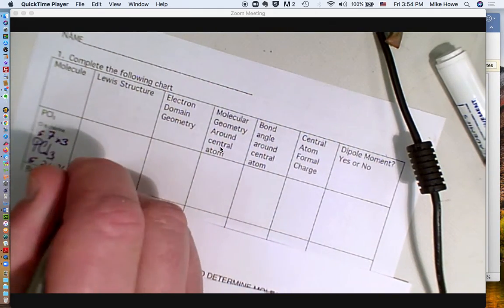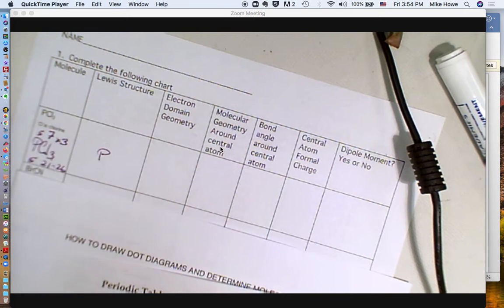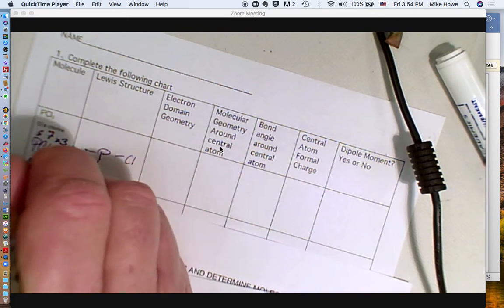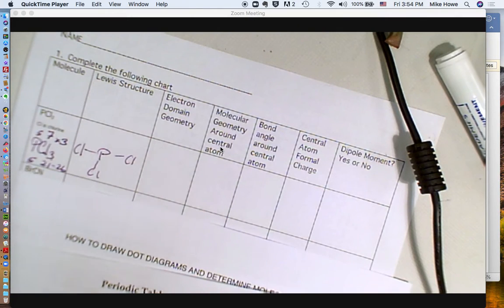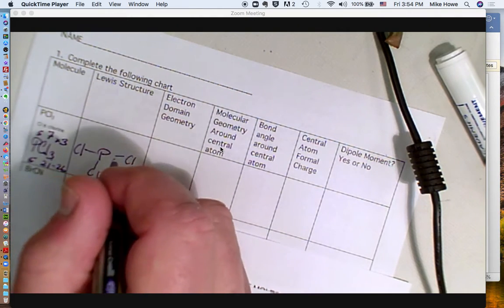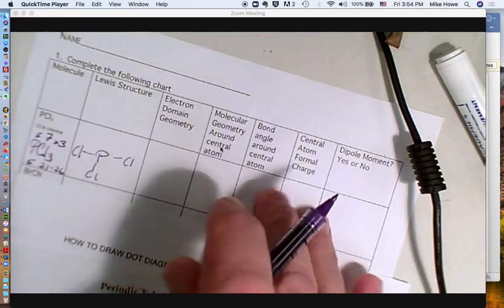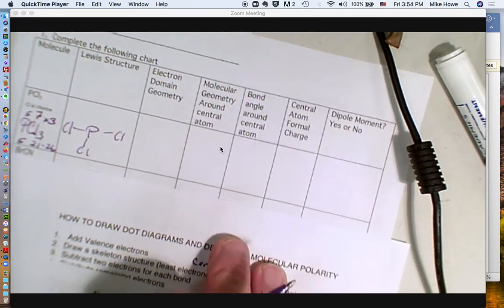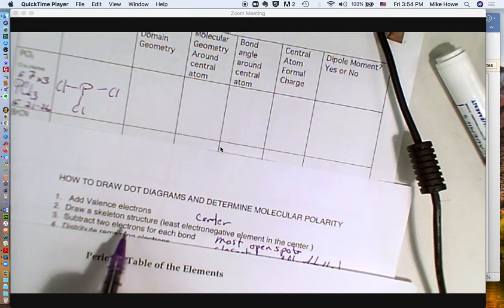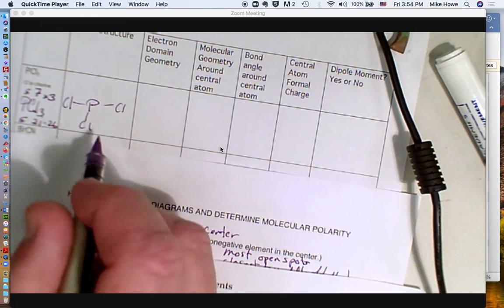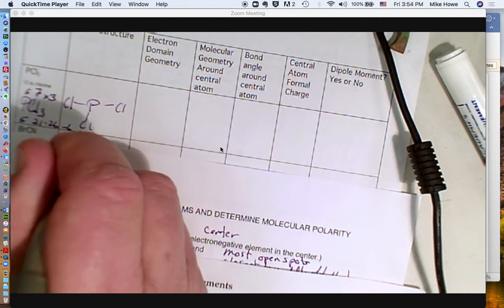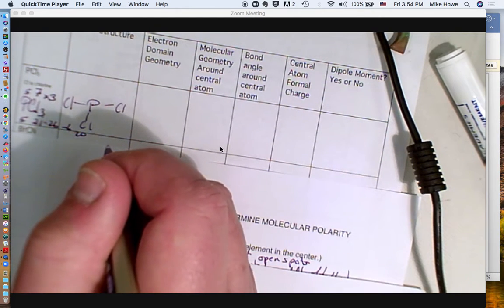So now we put the P in the middle, like that, and then we put the Cl on it, like this. Cl, Cl, Cl. So we now have the second rule we need to follow, which is draw a skeleton structure. We did that. Then we subtract 2 electrons per bond. There are 3 bonds, so take away 2 per bond. You're going to take away 6. That gives you 20 dots to put in.